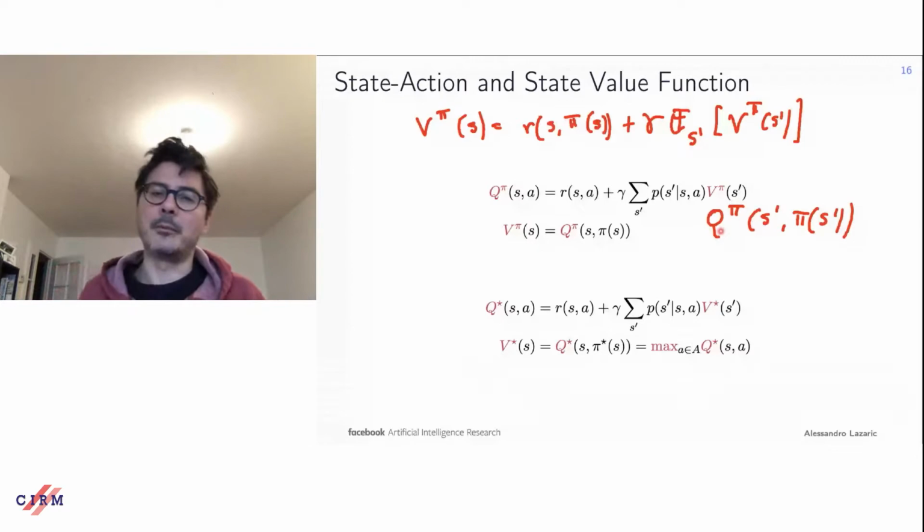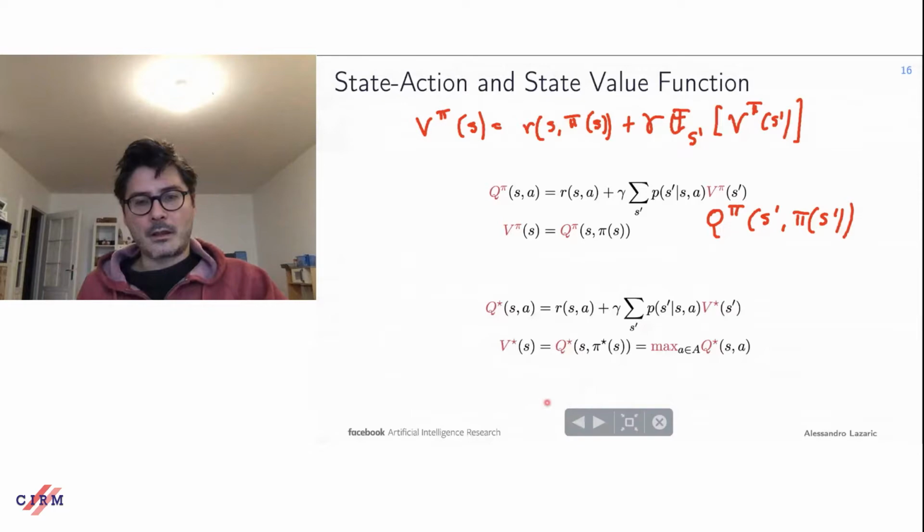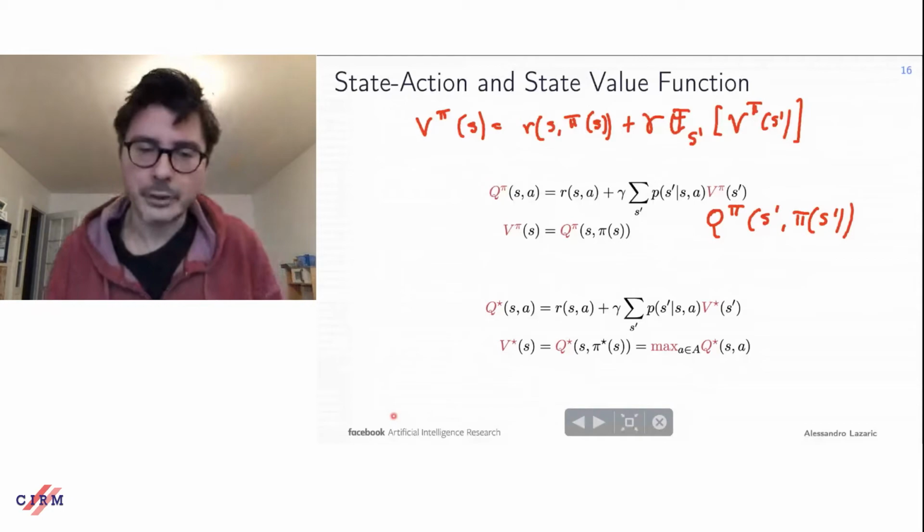Same for the optimal value function. I have the same connection as before that connects Q star to the V star of the next thing. But the V star of the next thing can be expressed as well as the Q star of a specific action, which is the optimal one. It takes a little while to digest all these equations. I don't expect you to remember all of these things. I will just recall the important ingredients as we move forward.